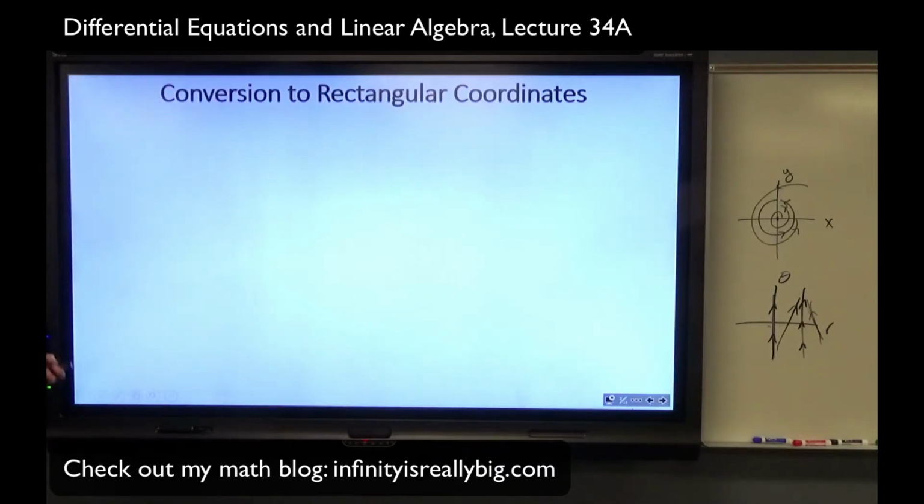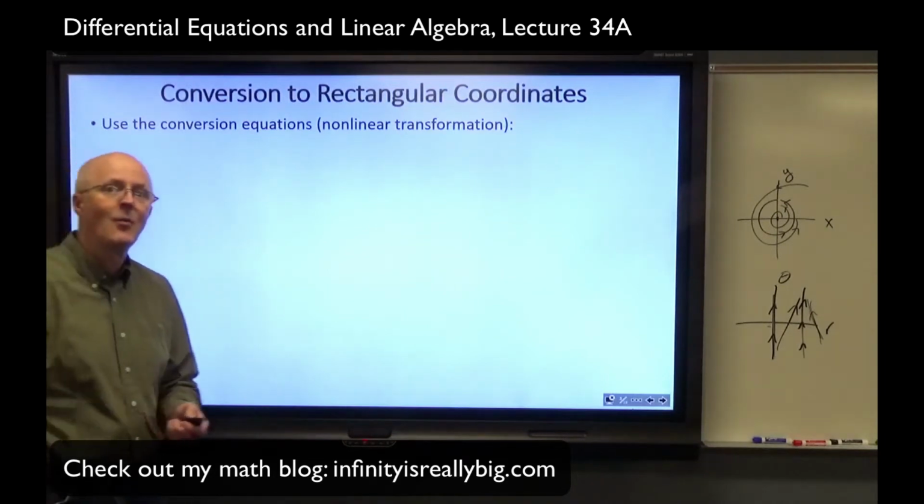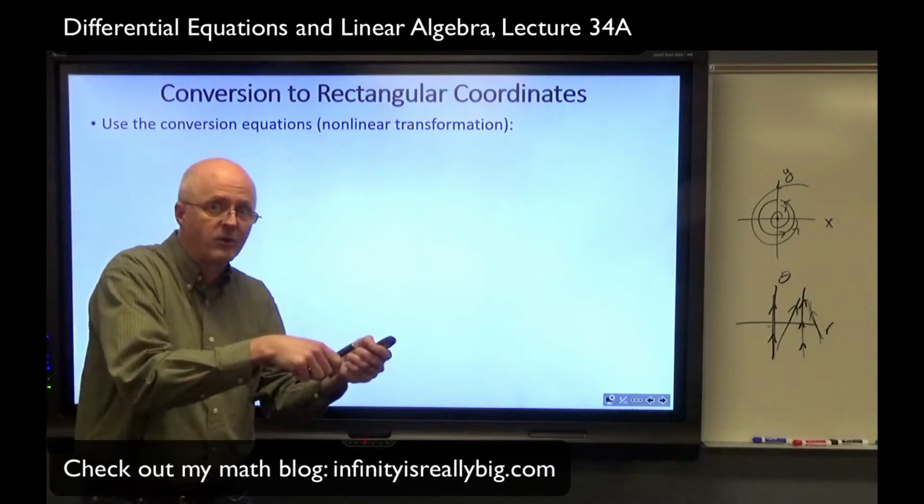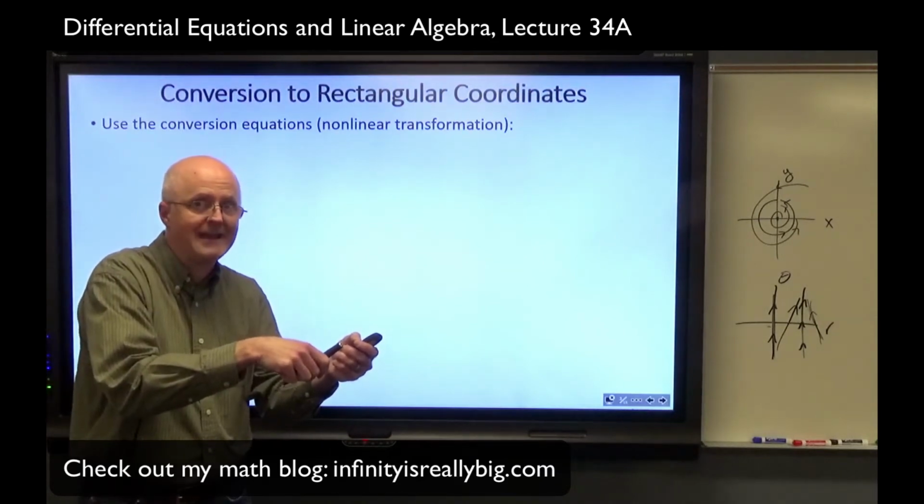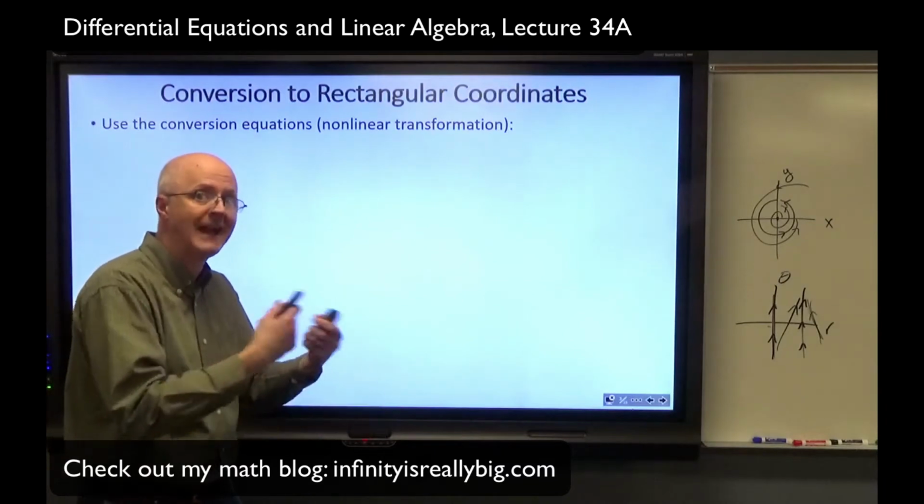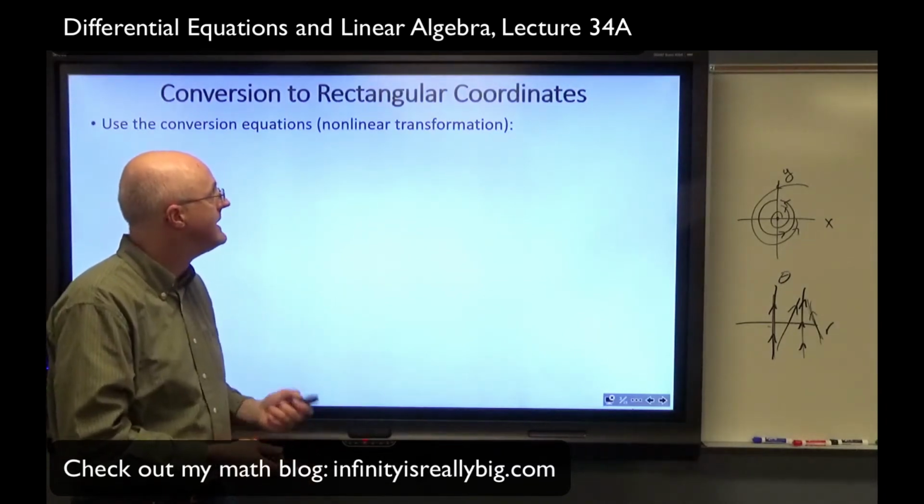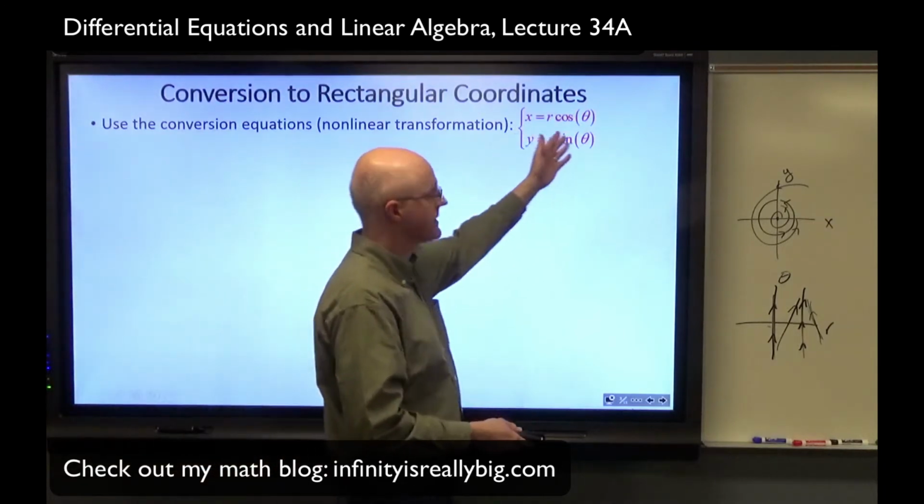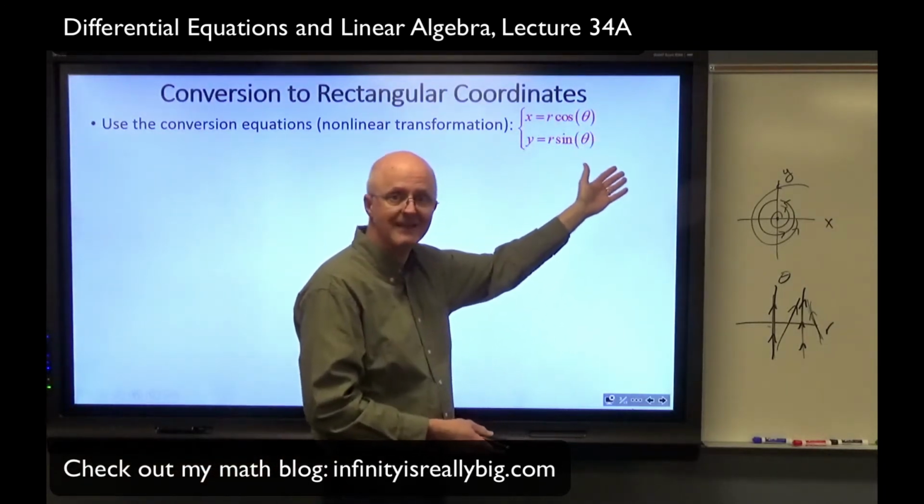How about converting to rectangular coordinates then? How do you do that? We converted from rectangular to polar last time in lecture 33a. Now we're converting from polar to rectangular. We're going the opposite direction. We need these conversion equations, which come from trigonometry. x equals r cos theta, y equals r sine theta.